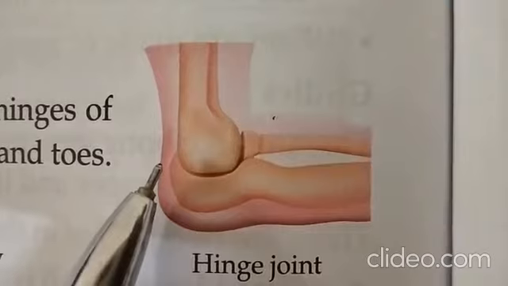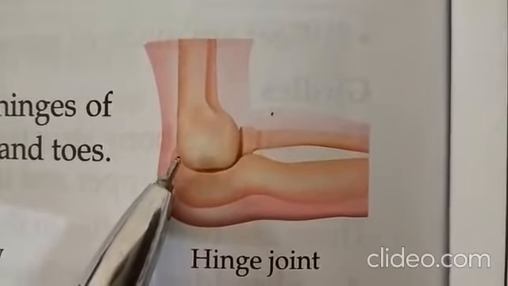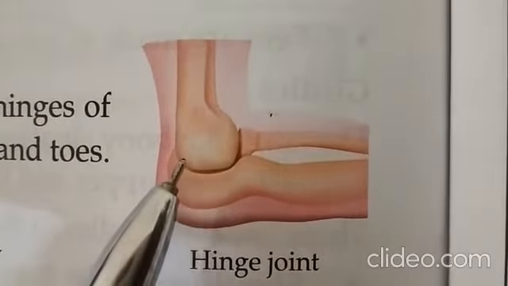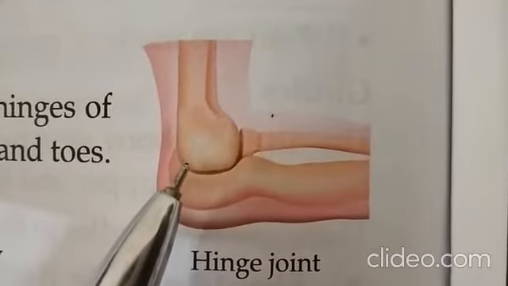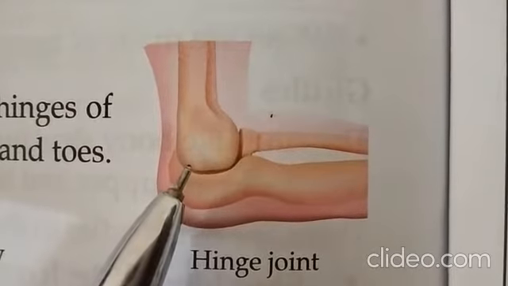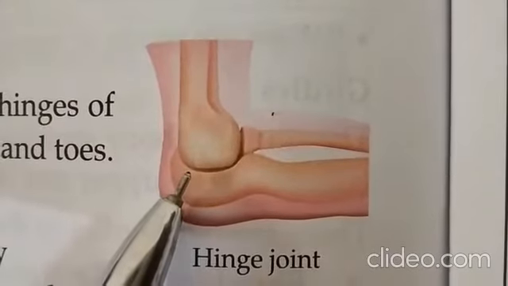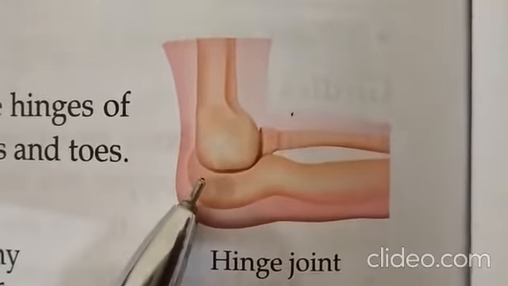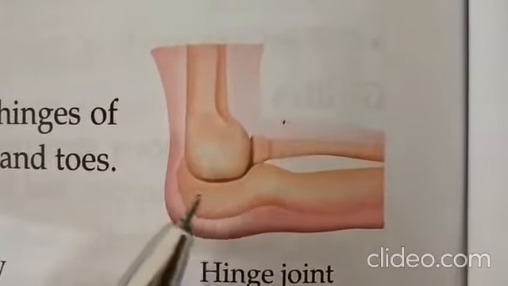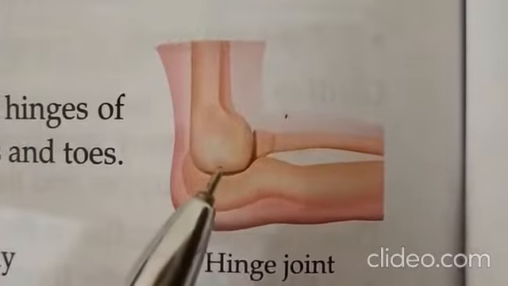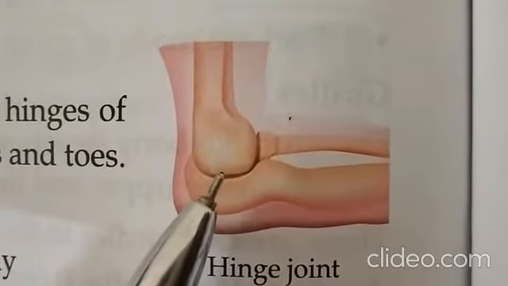In the same way, the bones which are present in the knees, in the elbow and fingers and toes, they move only in one direction. That is front and back. If you move towards sidewards, they will break. Understood? So that's why they are named as the hinge joint.